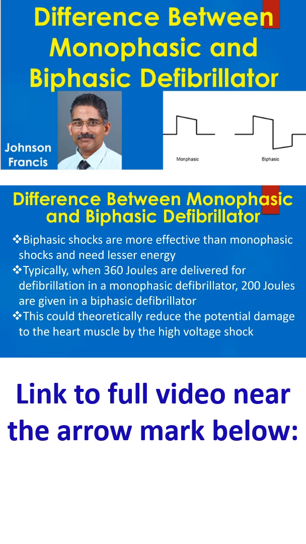Biphasic shocks are more effective than monophasic shocks and need lesser energy. Typically, when 360 joules are delivered for defibrillation in a monophasic defibrillator, 200 joules are given in a biphasic defibrillator. This could theoretically reduce the potential damage to the heart muscle by the high voltage shock.